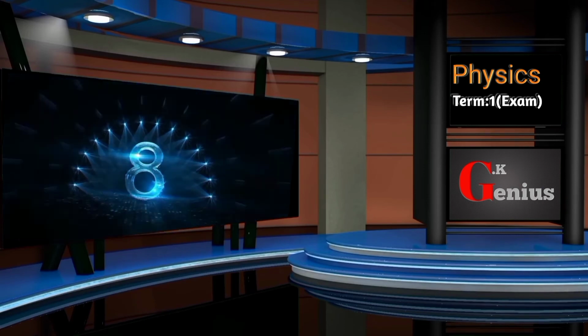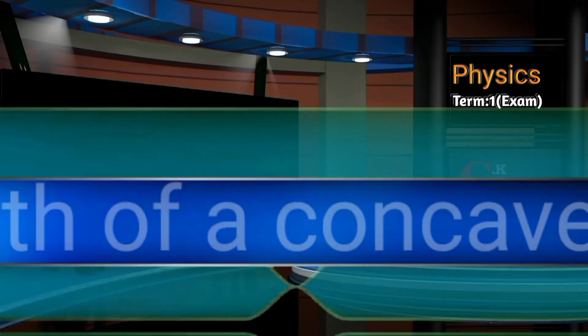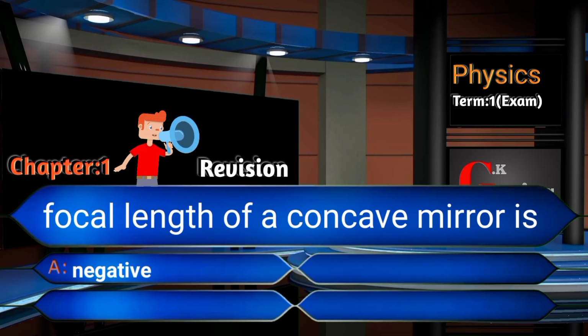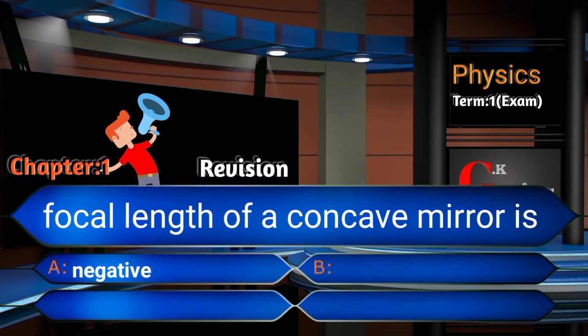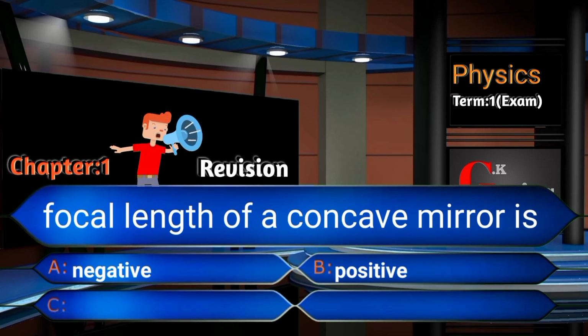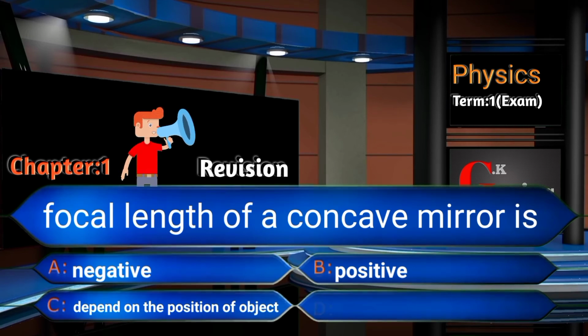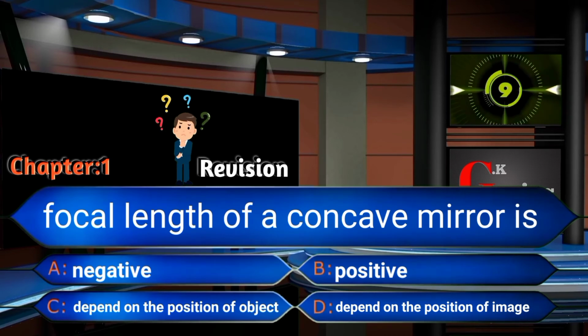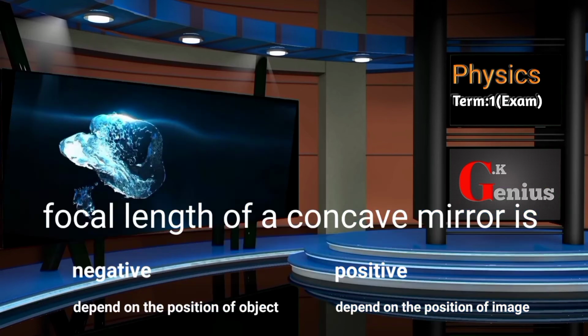Eighth question. Focal length of a concave mirror is, your option is A negative, B positive, C depends on the position of object, D depends on the position of image. Time start now. 9, 8, 7, 6, 5, 4, 3, 2. Right answer is A negative.